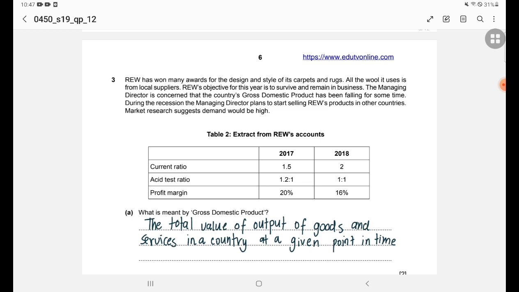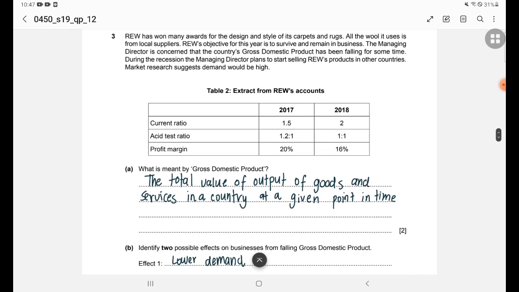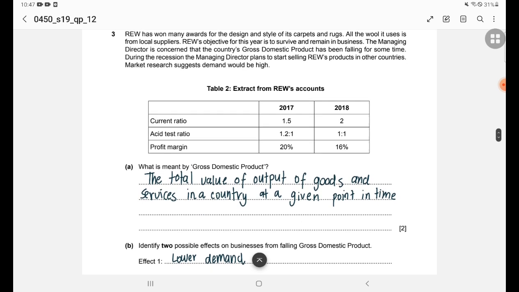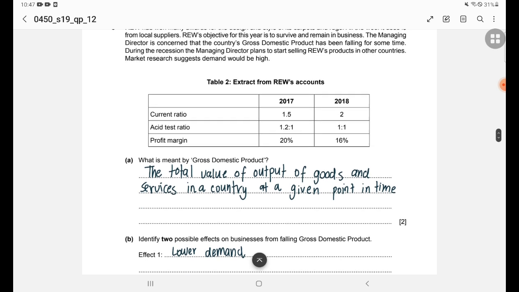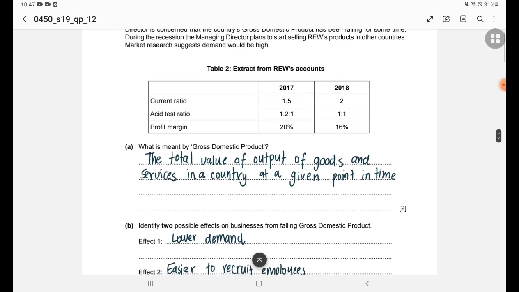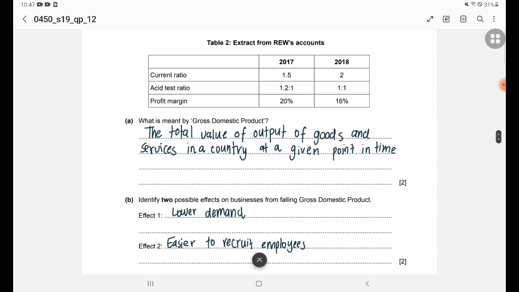All right. So first, we have been given an extract from REW's accounts. We have the current ratio, acid test ratio, and profit margin. We're comparing the two years of 2017 and 2018. Okay, so number 3A. The first question is simple.